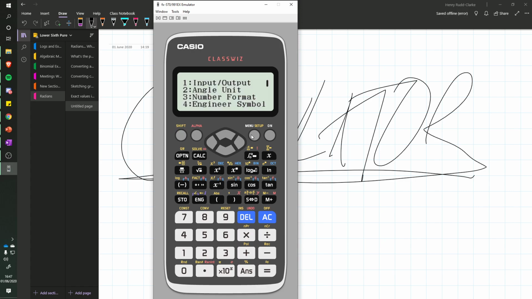Shift, set up, press 2: degrees, radians, or gradians. We don't use gradians in A-level maths. But radians, switch to that, and then you'll see sine pi over 6 is a half. So pay close attention to this little box. Put it in radians if you're working in radians. Change it back into degrees if the question's in degrees, because it won't give you correct answers.